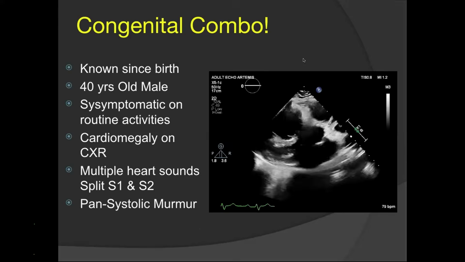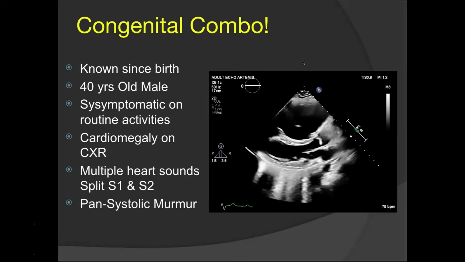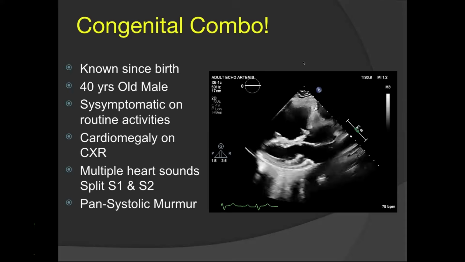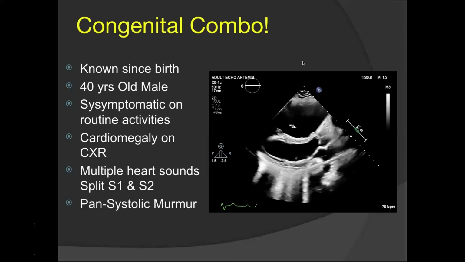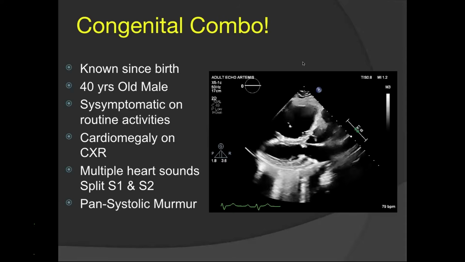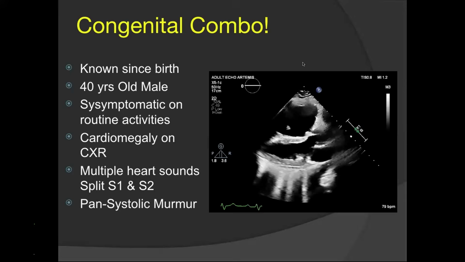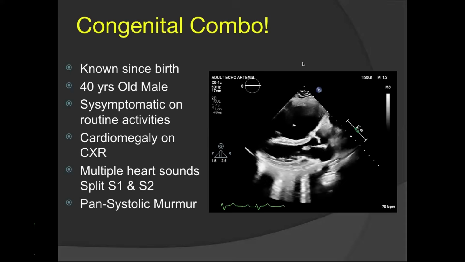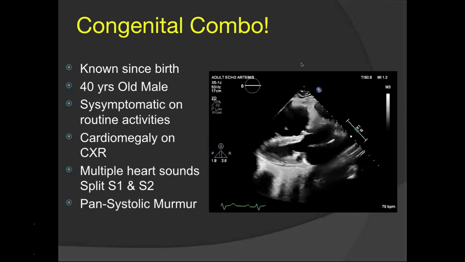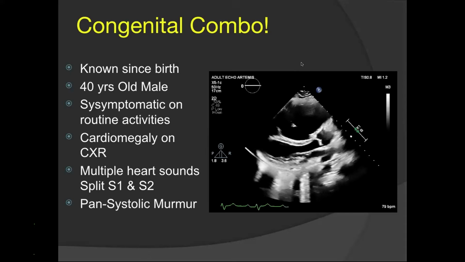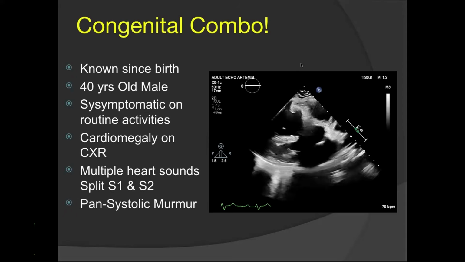Another case scenario, a congenital combination. The patient told us that he knows since birth he has a heart condition, 40 years old male. He's grown up to 40 years of age. No intervention has been done till now. But now he has been becoming symptomatic on routine activities also. X-ray always shows cardiomegaly since childhood. And on auscultation, we found multiple heart sounds, split first and second heart sound, and a pansystolic murmur varying with respiration. Anybody can give the diagnosis at this stage.